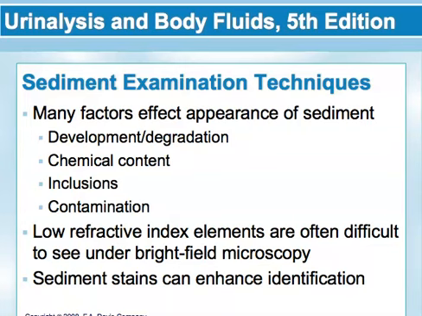So there are different factors that can affect the appearance of the urinary sediment under the microscope. Some of these things include cells and casts that are in varying stages of development or degradation. The chemical content of the urine can cause distortion of cells and crystals and artifacts. Because of these factors, sometimes the elements can be hard to identify. So the use of sediment stains or different types of microscopy can help in the identification of these elements.